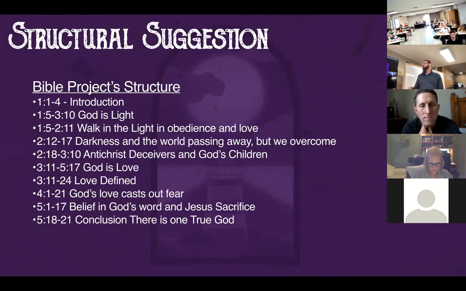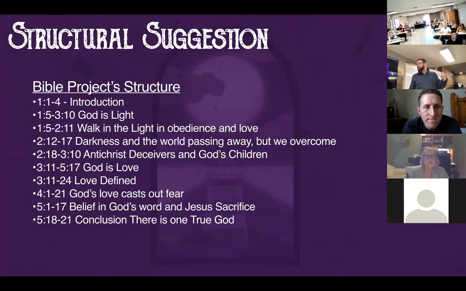Then the next section is chapter 2, verse 18 through 3:10, where he's talking about these antichrists that come up in the church. And he's like, there is one antichrist, he's not here yet, but there's all these other smaller antichrists that have already gone out. All these other false teachers, all these other people, the antichrist going out into the world. And he talks about how we are God's children, even as those people are going out.